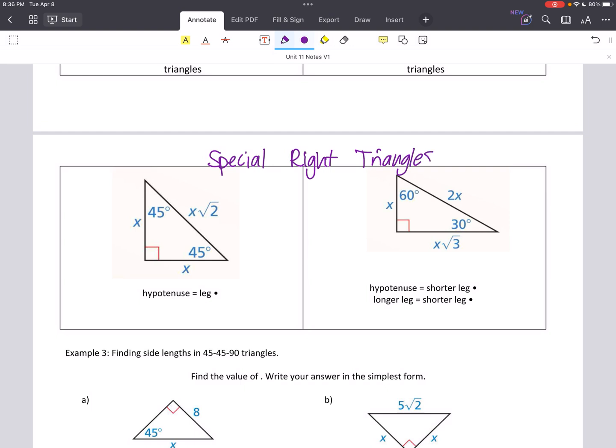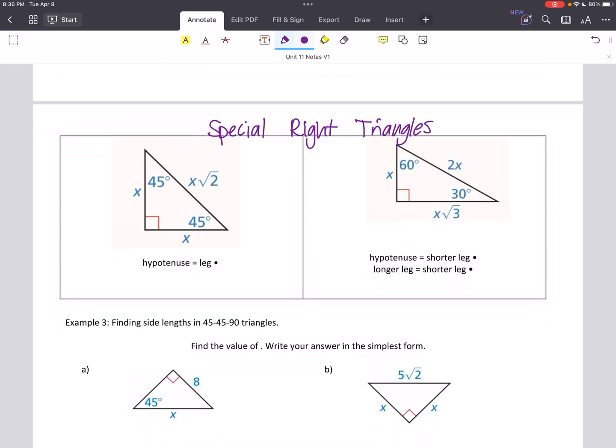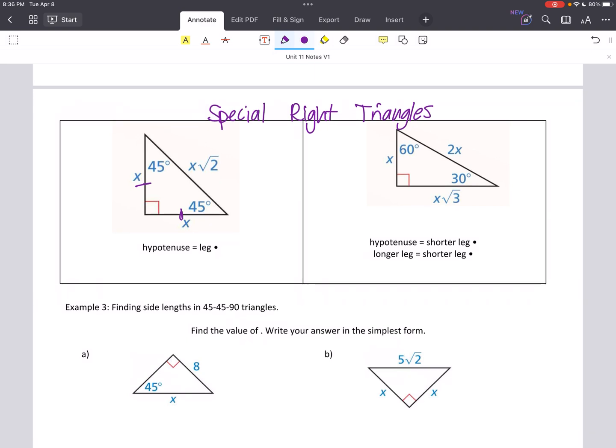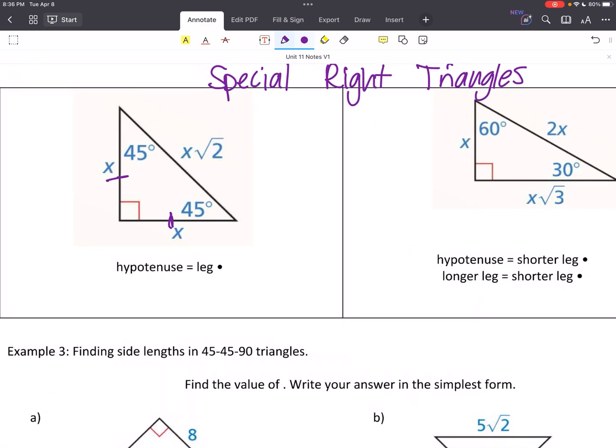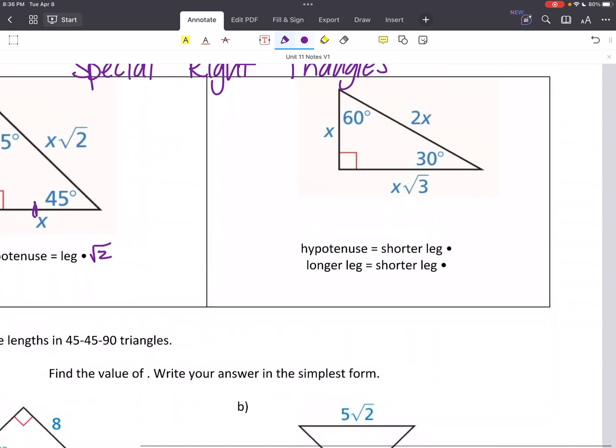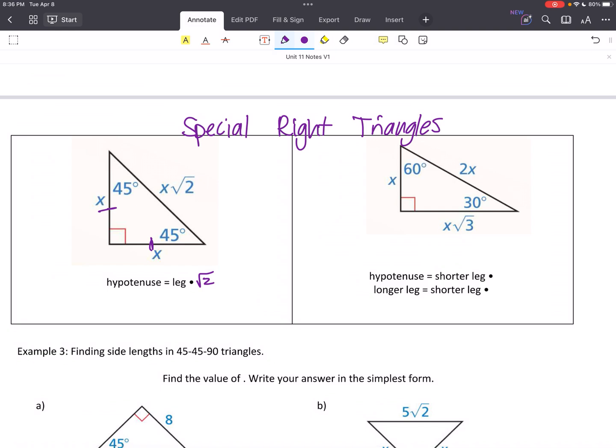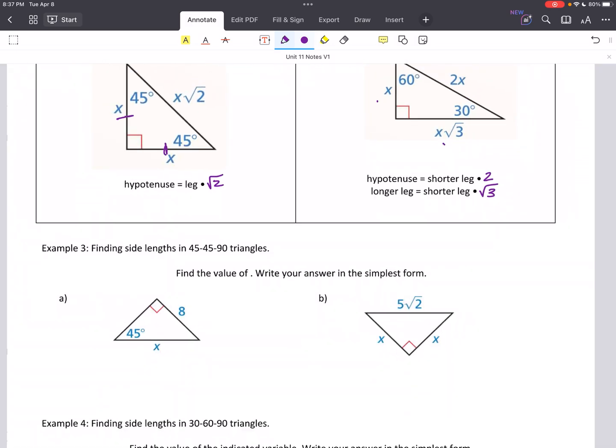If you can recognize these two patterns, the 45-45 right or the 30-60-90, they always follow a rule. In the 45-45 right triangle, the hypotenuse is the shorter leg multiplied by the square root of 2. Right here we have the shorter leg times 2, and then the shorter leg times the square root of 3. So this always follows x square root of 3, and the hypotenuse is 2x.